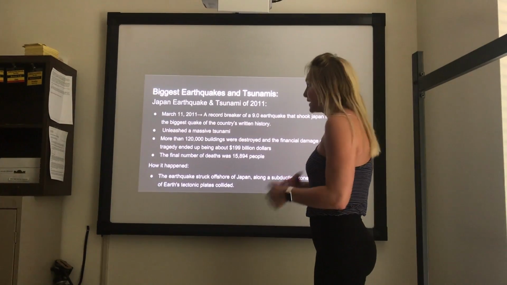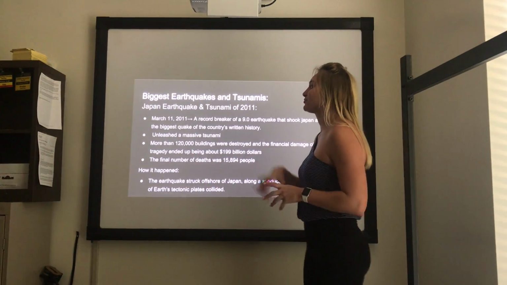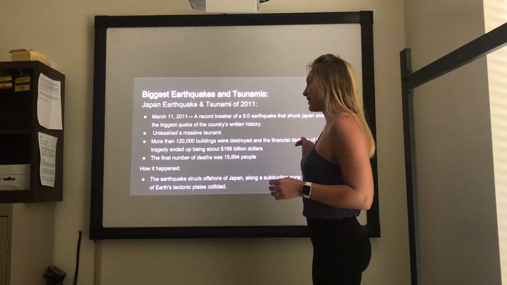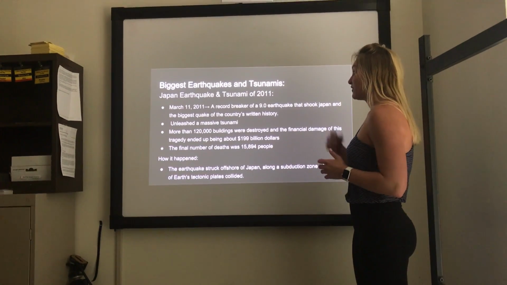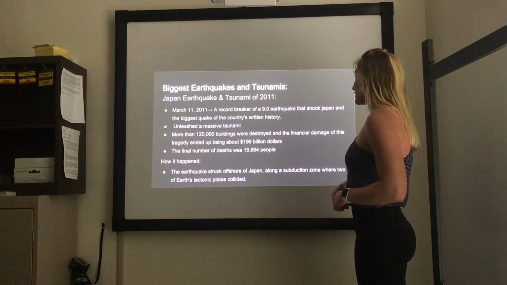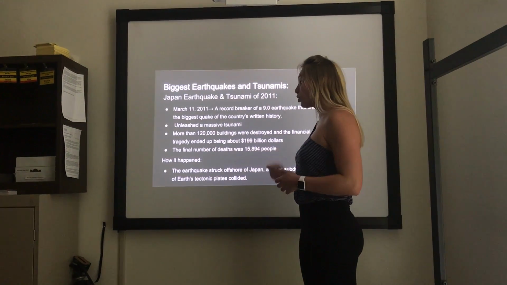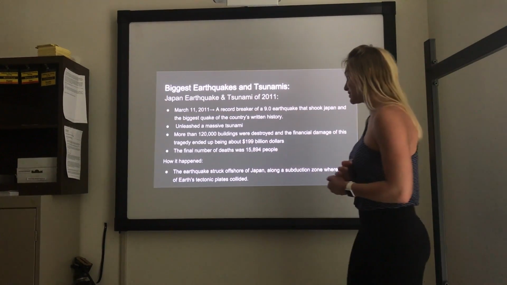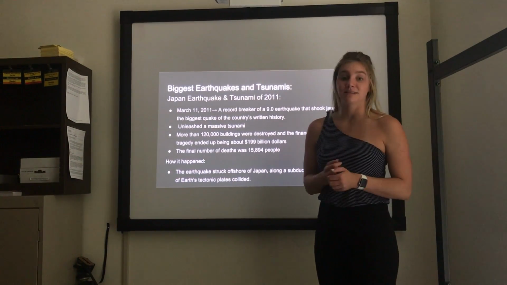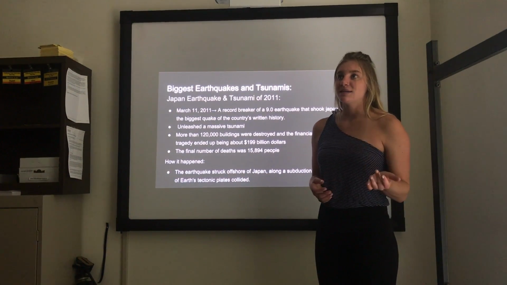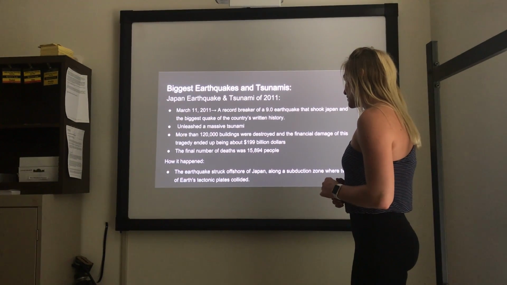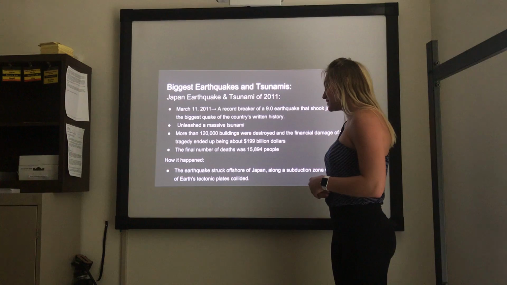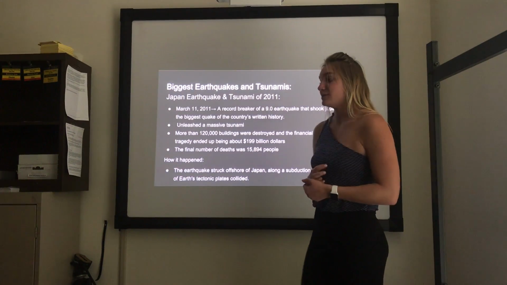So some of the biggest earthquakes and tsunamis that we have is one, the Japan tsunami of 2011. It happened on March 11, 2011, a record breaker of a 9.0 earthquake, and it shook Japan. More than 120,000 buildings were destroyed, and the financial damage ended up being $199 billion. So there were 15,890 people that were dead.